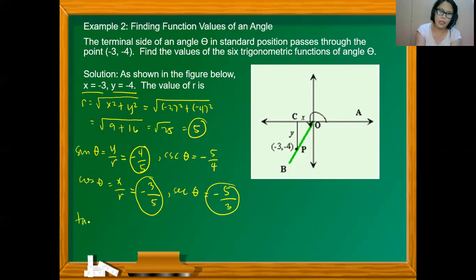Now, for tangent theta, it's y over x. So this is negative 4 all over negative 3. So this is positive 4/3 now, while its cotangent function is 3/4.